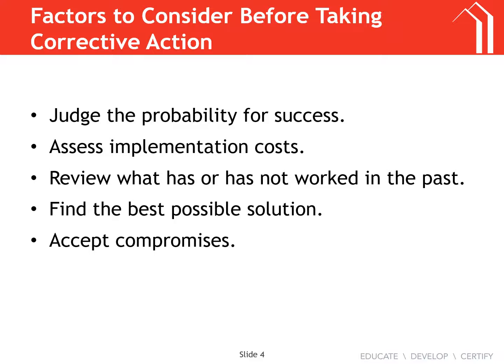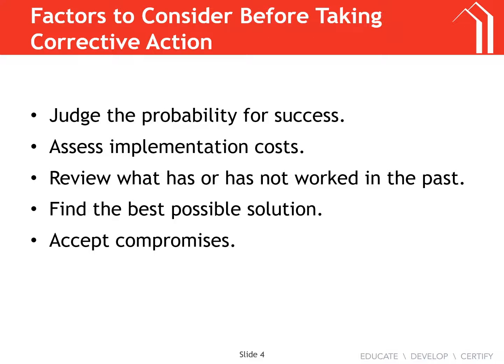And sometimes you assess the implementation cost. Maybe to correct that action, it may just cost too much money to correct it. So you basically say, okay, you know something, I'm going to accept that there may be a 5 or 10% variance per item on this because that's just the way it's going to be.